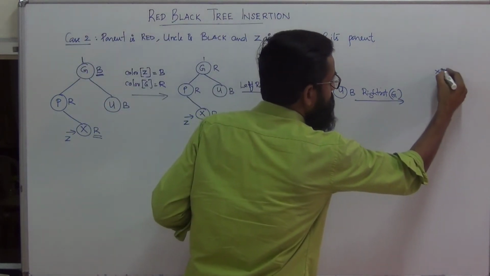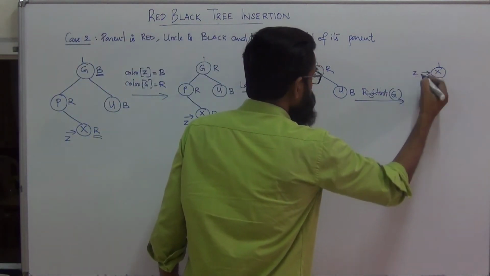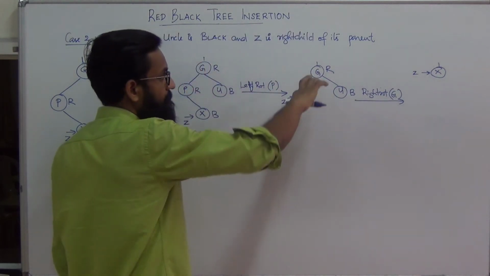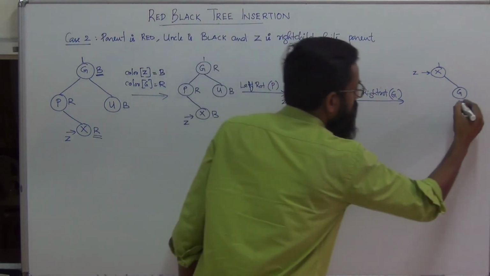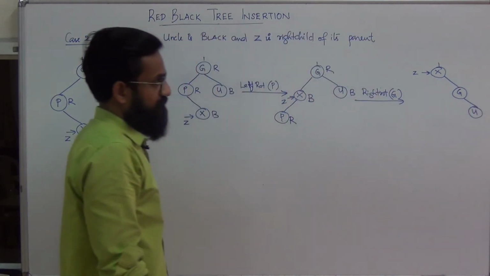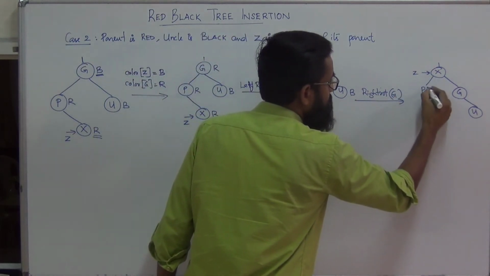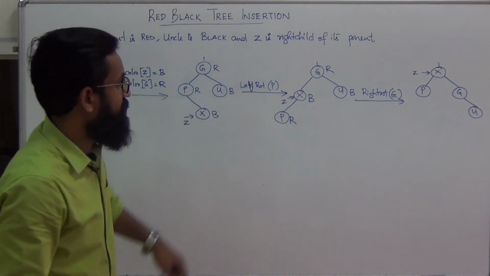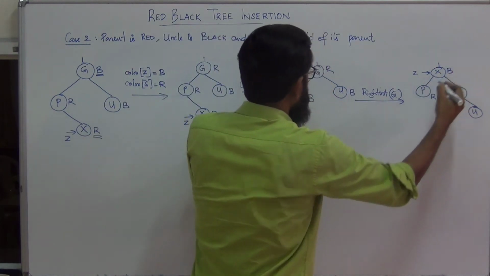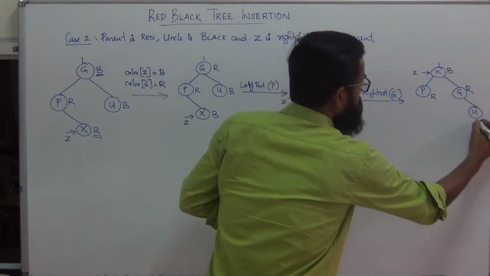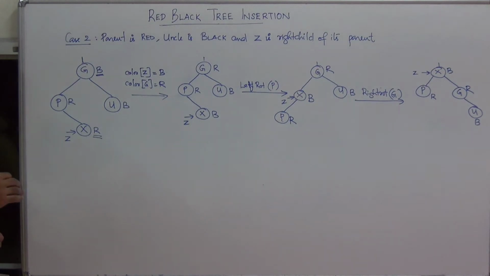When you perform right rotation with respect to grandparent, the grandparent position will be taken by X, and grandparent will be pushed down to the right child position of X. U will remain as the right child of G, and P will remain as the left child of X. Now if you mark the colors, color of P is red, X is black, G is red, and U is black. So this is the sequence of operations required to resolve case 2.